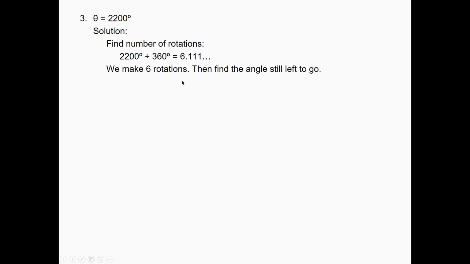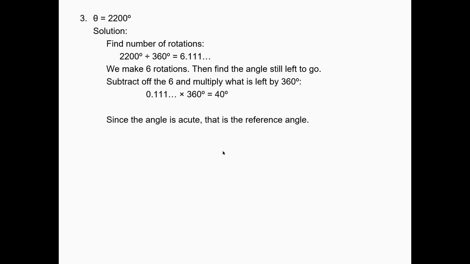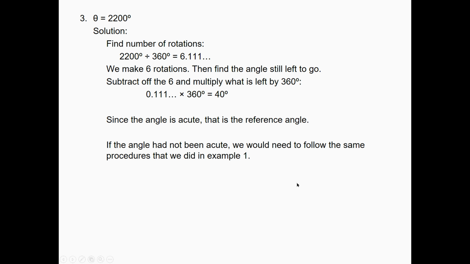Theta is 2200 degrees. We definitely went around more than once, so let's find the number of rotations. We're going to do 2200 divided by 360. So we went around 6.1111 times. If you lop off the 6 and multiply the rest by 360, you'll find the number of degrees in that fractional part of rotation. I got 40 degrees. How nice, it's already acute. That is the reference angle. If the angle had not been acute, we would need to do what we did in example 1.